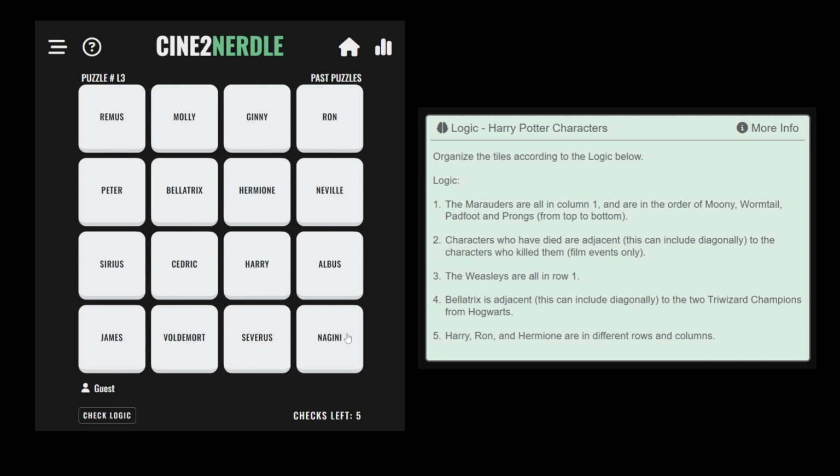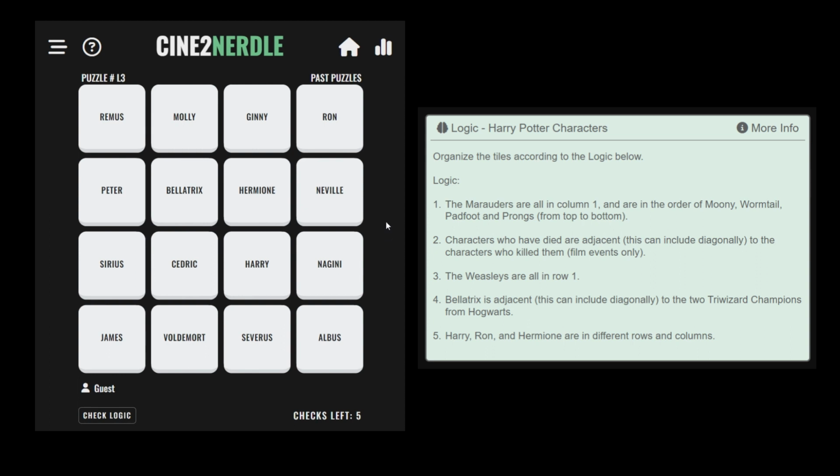Nagini and Voldemort kill Severus. So Severus must be placed in this position next to Voldemort and Nagini. Albus was killed by Severus, and so should also be adjacent to Severus. Albus and Nagini can be in either of these positions, but since Neville killed Nagini, Nagini must be placed above Albus to be adjacent to Neville.